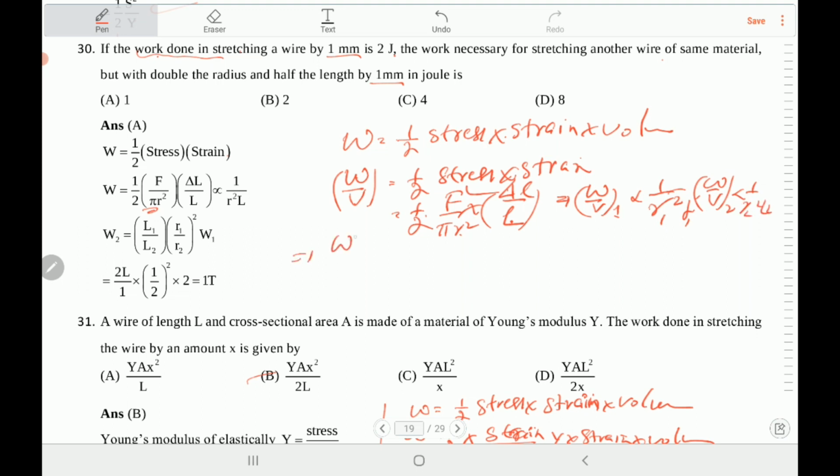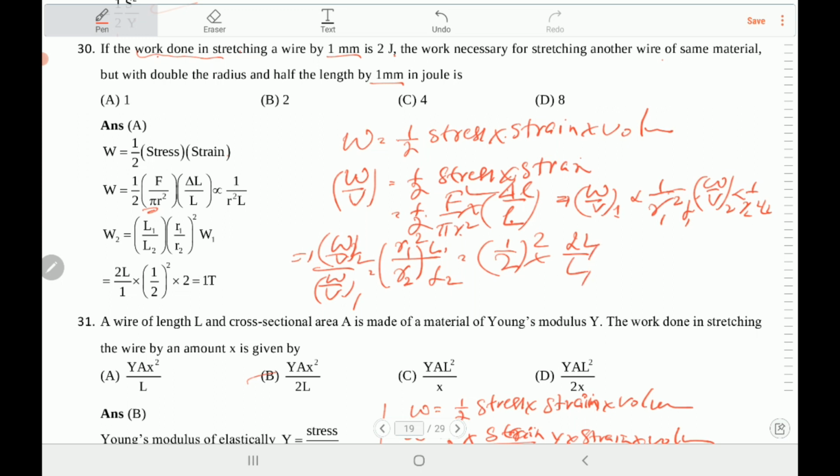What do you write? He wants the ratio. Work per unit volume in the second case divided by work per unit volume in the first case equals the inverse relation. That's why R2 and L2 are in the denominator, and R1, L1 in the numerator. R1 by R2 whole squared, into L1 by L2. That's it. Simple. He says the radius is 1 for R1 and 2 for R2, whole square, into the new length, which is half the initial length.